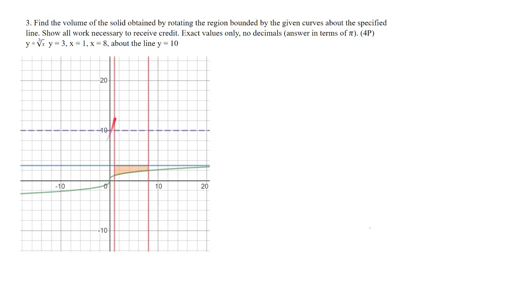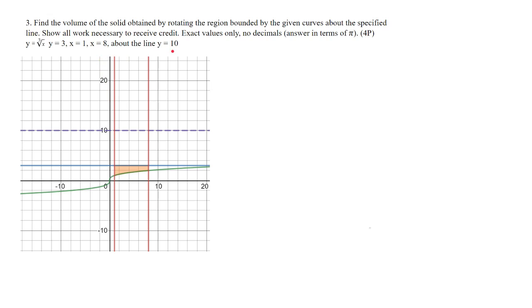This problem right here is a little bit different because instead of revolving around the x-axis, we're revolving around a specified line, which in this case is y equals 10. Again, we're going to draw it. So you might be intimidated by all these lines and all these equations right here, but really it's pretty simple. It's just like our last problem. These two are just telling us our bounds, x equals 1 and x equals 8. We're just integrating within this region.